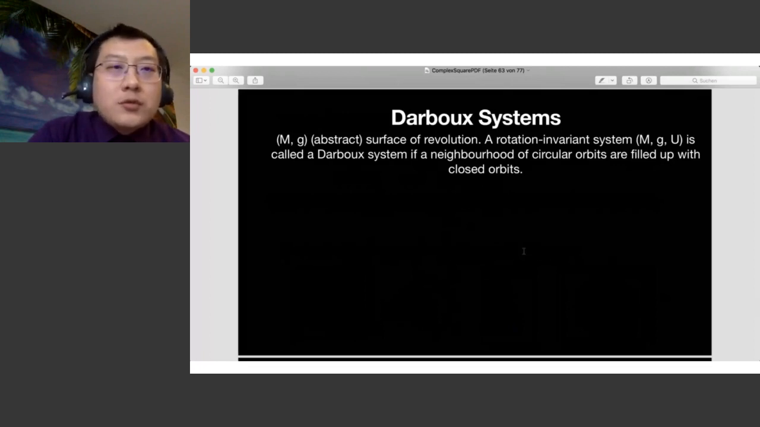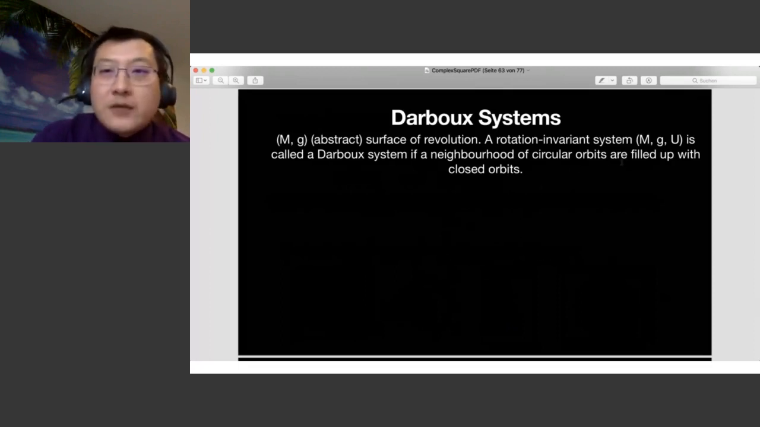So we assume, for example, M_g is an abstract surface of revolution, so it's a rotationally invariant surface, and it can be abstract, meaning that it does not have to admit an embedding into R^3. And on this, a rotation invariant system, (M, g, U), is called a Darboux system if there is a neighborhood of circular orbits that are filled up with closed orbits.